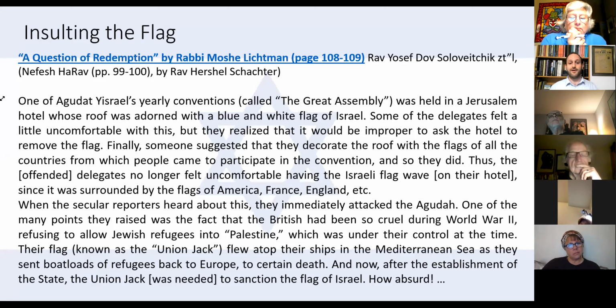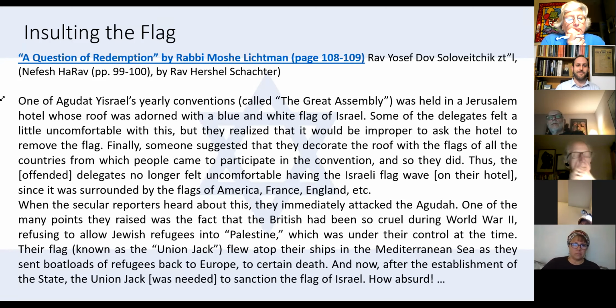Thus, the offended delegates no longer felt uncomfortable having the Israeli flag waving on their hotel, because there were the flags of America, France, England, etc. Don't worry, Canada was not mentioned, but the flag may have been there. Okay, so then what happens? We're in Israel here. People are going to notice this.